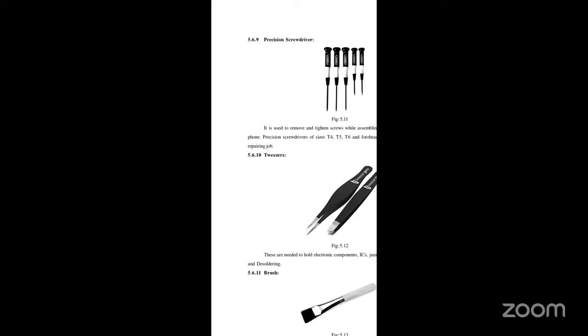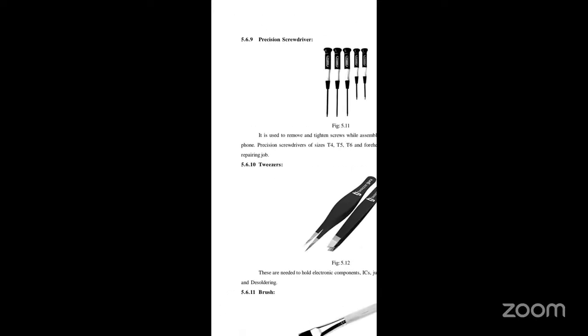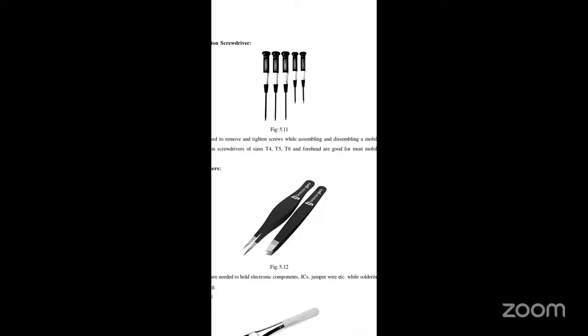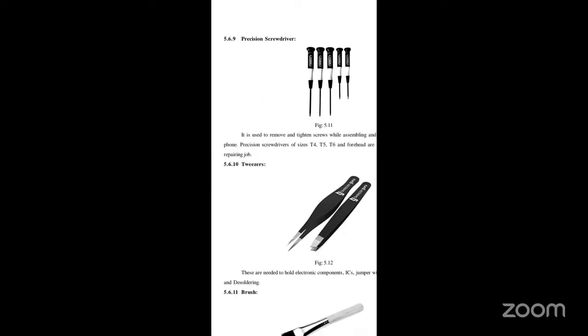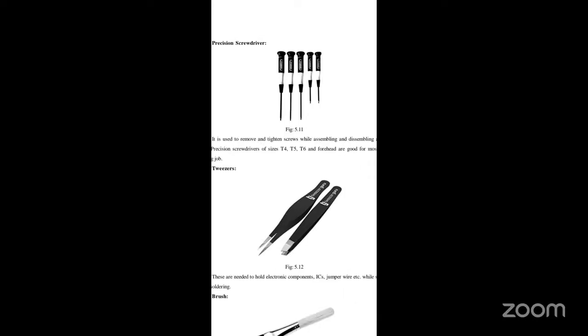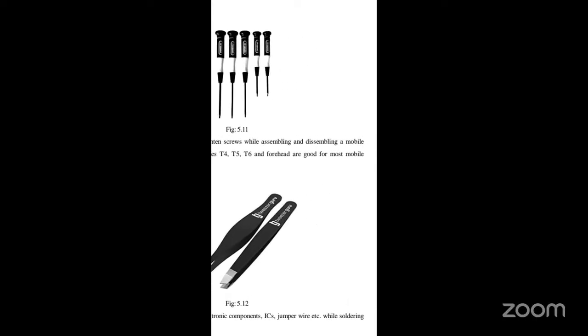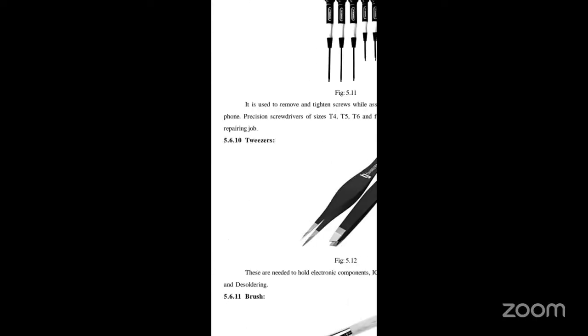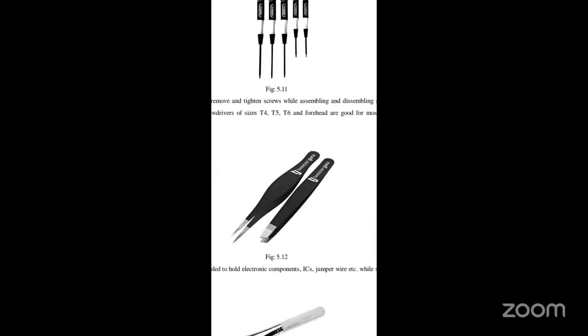Next, precision screwdriver. It is used to remove tightened screws while assembling or disassembling a mobile phone. Precision screwdrivers of sizes T4, T5, T6 and four-headed are good for most mobile repairing jobs. Next, tweezers. These are needed to hold electronic components, ICs, jumper wire, etc.